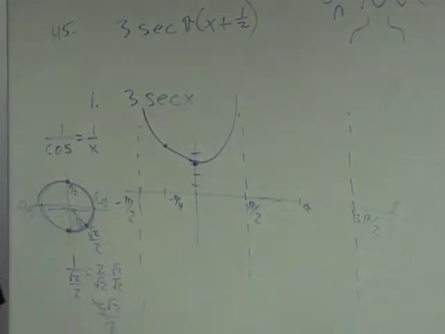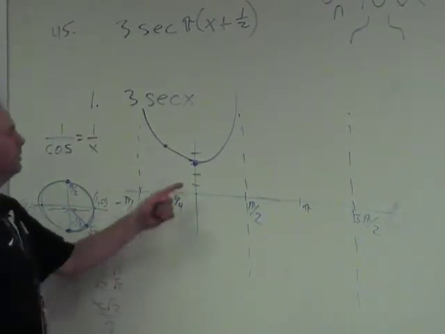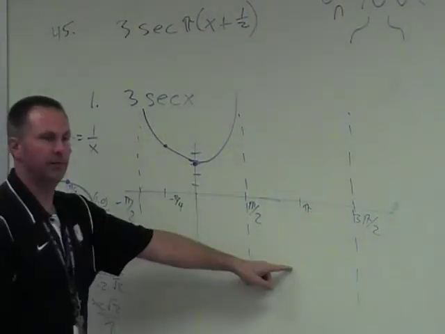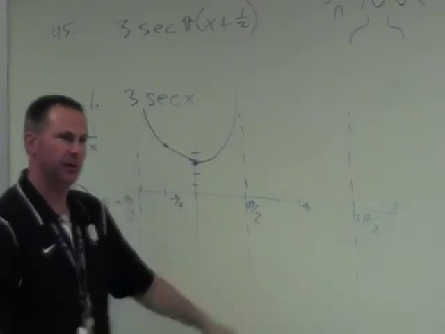Okay. 4.2. I thought it couldn't go any higher than 3. No. This is the local minimum at 3. Here you're going to have a local maximum. It will be negative 3.